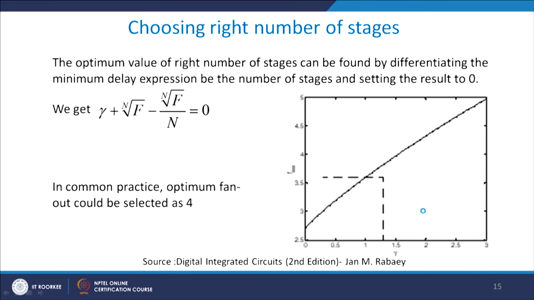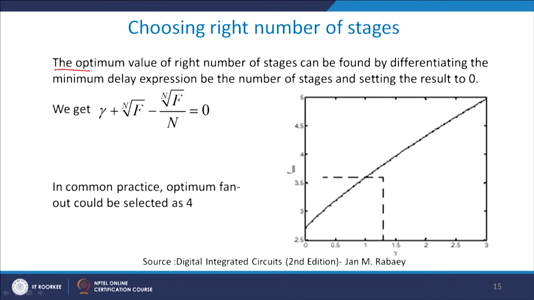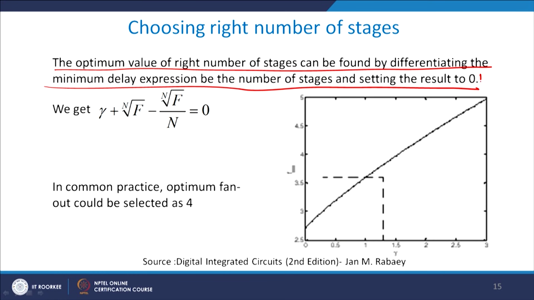Now, if you look carefully at this slide, as you increase the number of stages n, your n Tp0 increases. But at the same time F to the power 1 by 2, 1 by 3, 1 by 4 starts to decrease. So you will have two competing effects, and a time will come when they cancel each other out and Tp will have a minimum value. The optimum number of stages can be found by differentiating the minimum delay expression with respect to the number of stages and setting the result to 0.